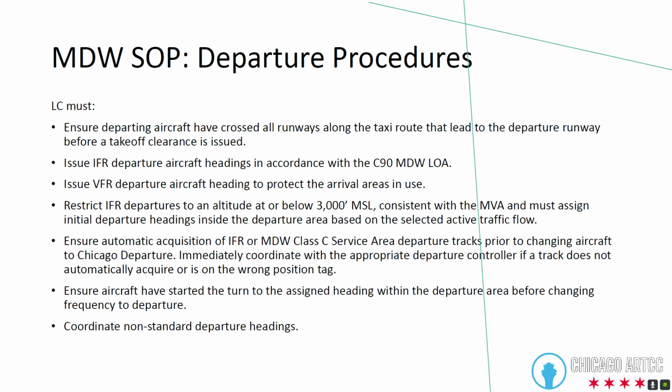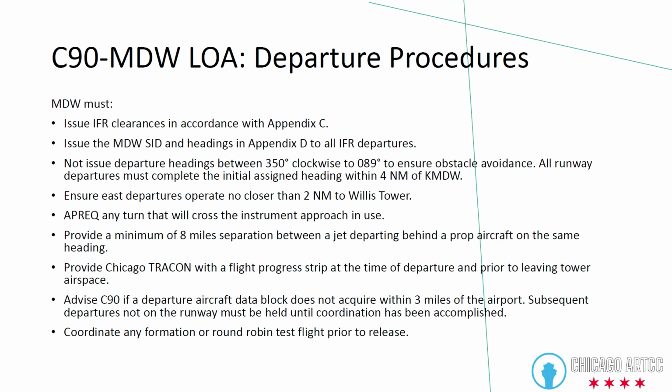Ensure the aircraft has started the turn to the assigned heading within the departure area before changing frequency to departure. So observe the turn, the heading that you had assigned, before handing over to departure. Because in most cases we've got a very limited amount of time and airspace to get that aircraft on a proper heading for the airspace or downtown in a lot of cases. Coordinate non-standard departure headings. If you need to turn a guy right as opposed to the left or use a different heading for traffic, talk to the departure controller over top.